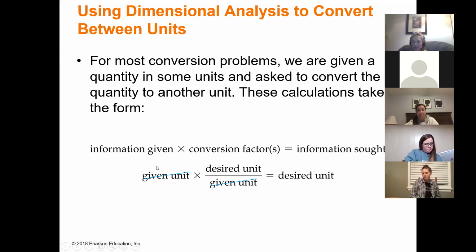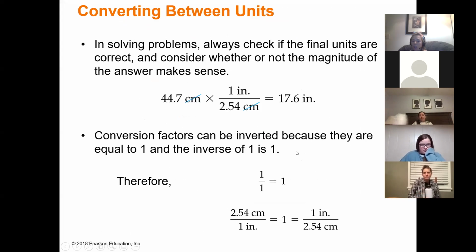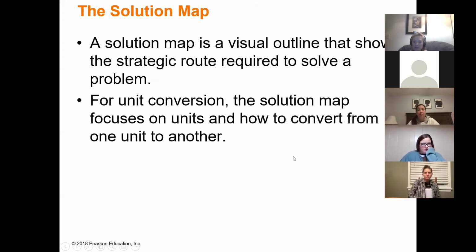So now it's like you see, okay, I'm going to start with my given unit. I'm going to use my conversion factor, make sure those are opposites so they can cancel, and I should end up with my desired unit. You can chain a bunch of them together.